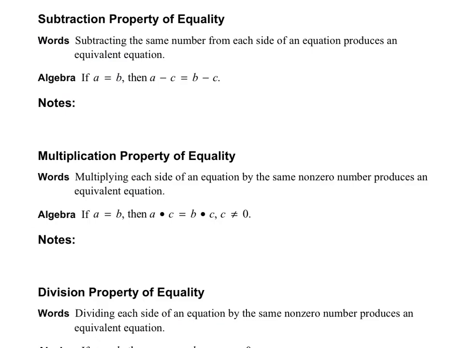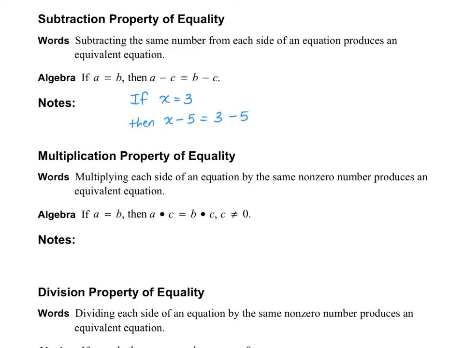On the next page here is the subtraction property of equality, which says if you have any number a equals b, then you can subtract the same thing on both sides and it will still be true. For example, if I have x equals 3, I can subtract 5 on both sides and it's still true.